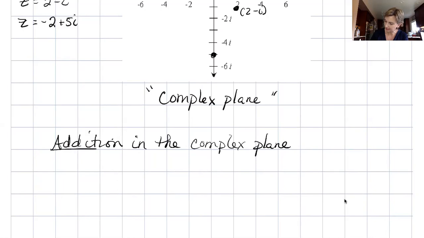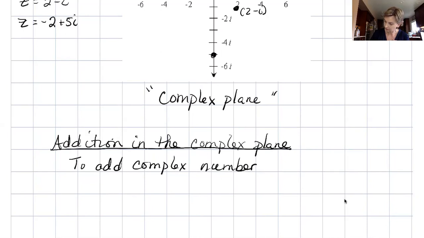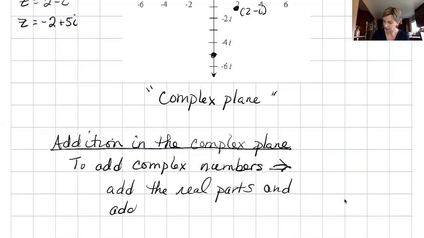We're going to be adding these numbers together. To add complex numbers, you just add the real parts and you add the imaginary parts. It's as simple as that. So to add complex numbers, you're just going to add the real parts and add the imaginary parts.